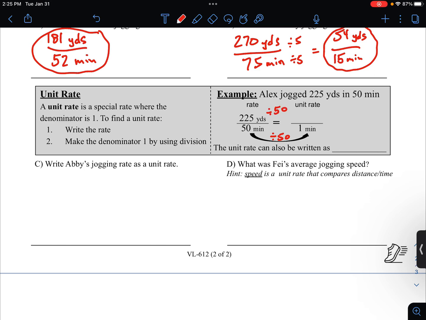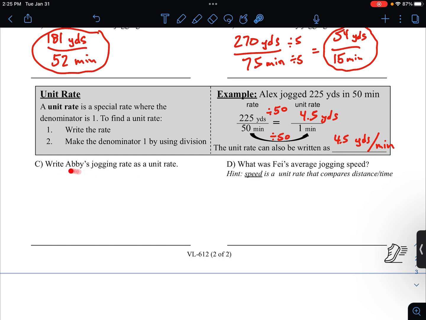And 225 divided by 50, this is trusty calculator work. That's 4.5 yards per minute. And you may be thinking, wow, that's weird. You've got like a decimal and a fraction. Yeah, I guess, but it's a rate. So it's not really weird at all. So the unit rate can also be written as 4.5 yards per minute. I don't necessarily have to write 1 minute with unit rates. It's kind of assumed that when you say per minute, that means 1 minute.